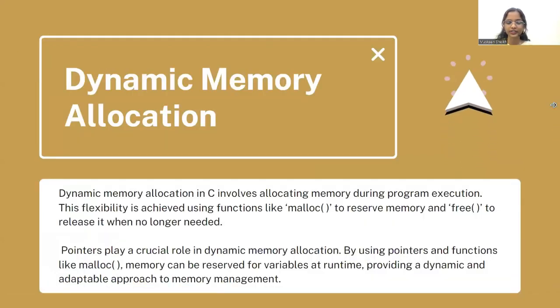Dynamic memory allocation. Dynamic memory allocation in C involves allocating memory during program execution. This flexibility is achieved using functions like malloc to reserve memory and free to release it when no longer needed. Pointers play a crucial role in dynamic memory allocation. By using pointers and functions like malloc, memory can be reserved for variables at runtime, providing a dynamic and adaptable approach to memory management.